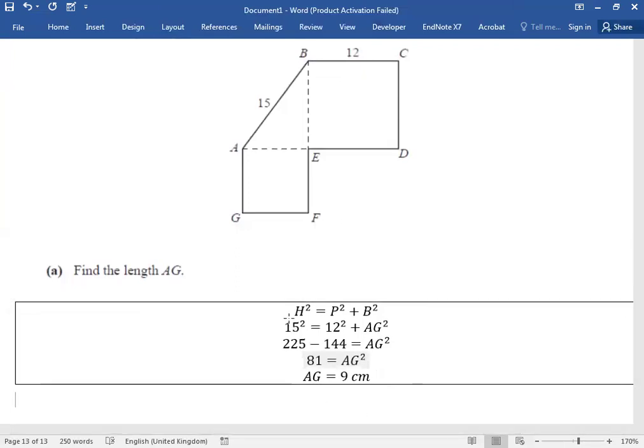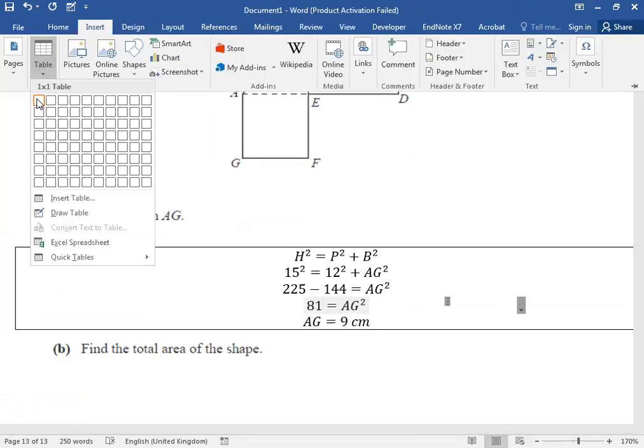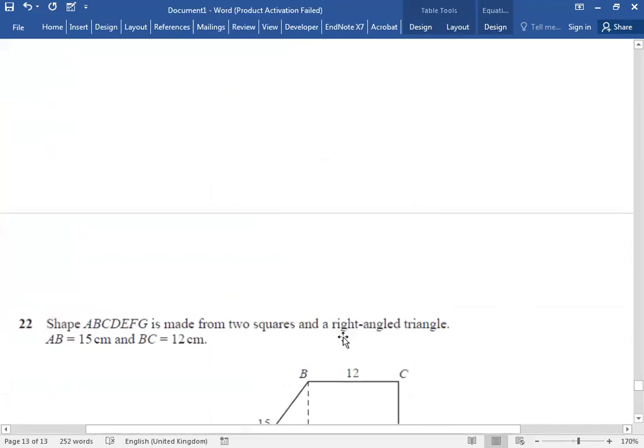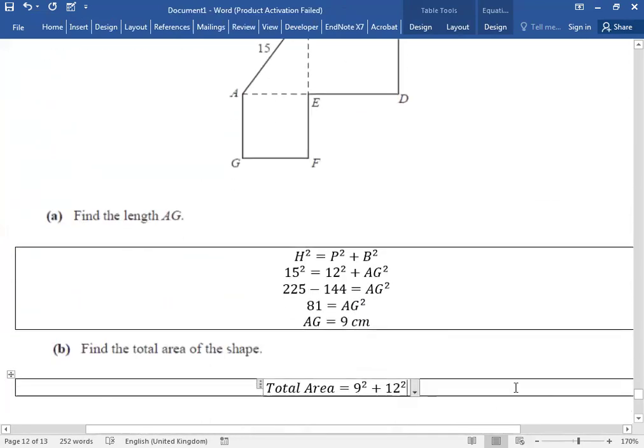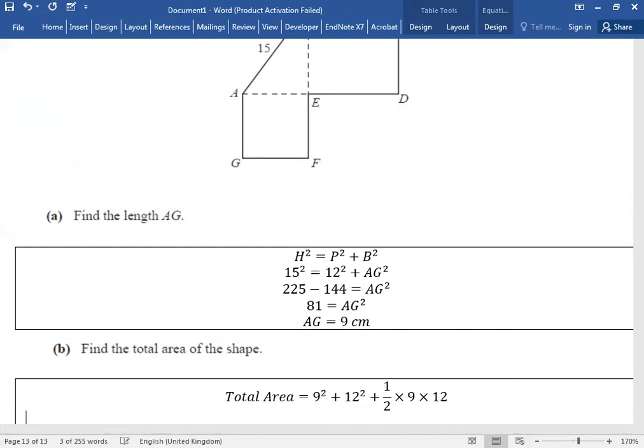Write it down. If you are not writing all the steps, you are just giving us an illusion of understanding the topic. Find the total area of the shape. How do we find the total area? What shapes do we have? Those squares, 8 squared and 9 squared. And what about the right angle triangle? Half into base is 9 and height is 12.